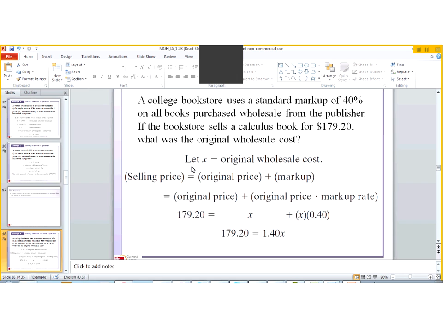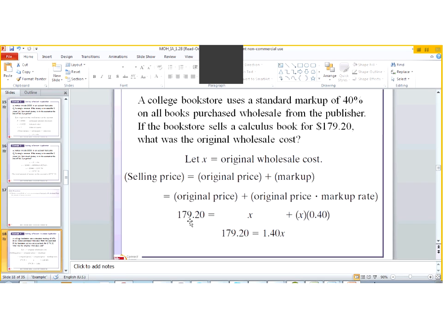The college bookstore uses a standard markup of 40% on the books purchased wholesale from the publisher. If the bookstore sells a calculus book for $179.20, what is the original wholesale price? So x would be the original wholesale price. So this is the formula. The sales price is equal to original plus markup. So original, we don't know what it is, we call it x. The markup would be x times 40%. And the sale price we know is $179.20.